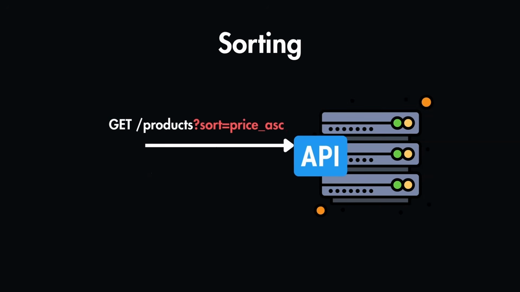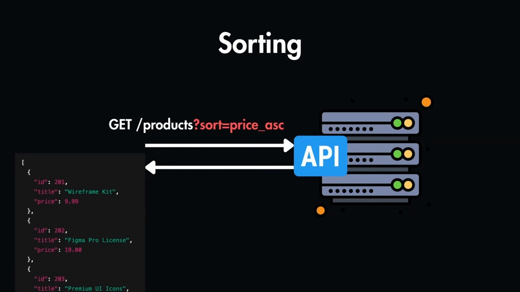Next, we also have sorting. In this case, again, it's controlled through the query parameters. And query parameters are anything that start after the question mark in the URL. So in this case, you usually pass the sort attribute. And this can be, for example, ascending by price or ascending by reviews, or it can be also the descending order. So based on this, you will get the response from the API in a sorted order.